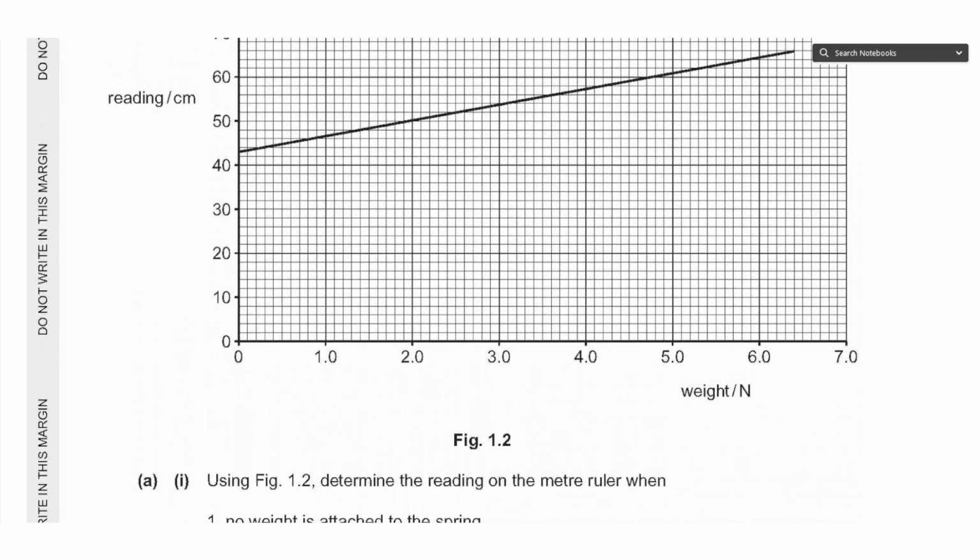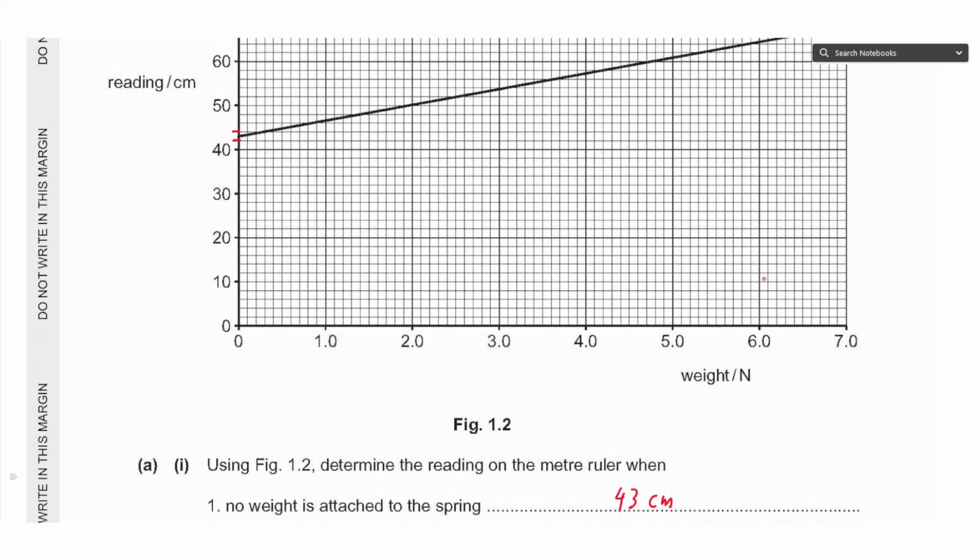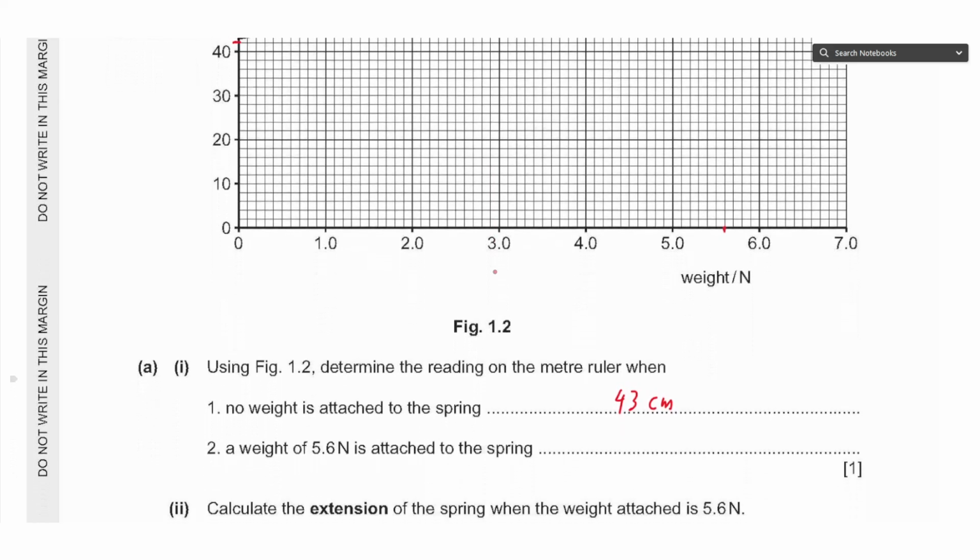So at force 0 newtons, we have a reading here. Each small division makes 2, so that's between 42 and 44, that's 43. So this is 43 centimeters. And another reading for the force of 5.6 newtons. So we go on the x-axis, 5.5, 5.6. Going up to the graph, we have this level here. Going to the y-axis, this is between 62 and 64, so this is 63 centimeters. We write down the answer.